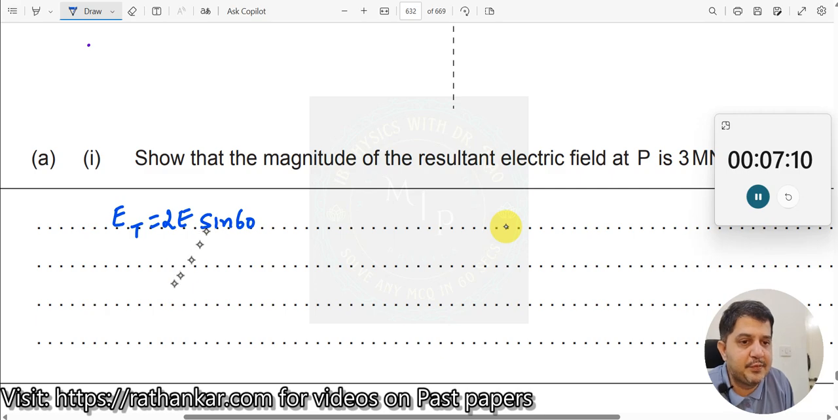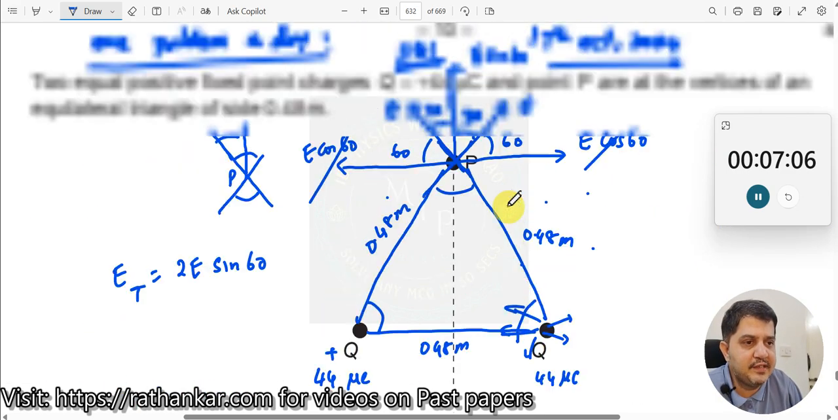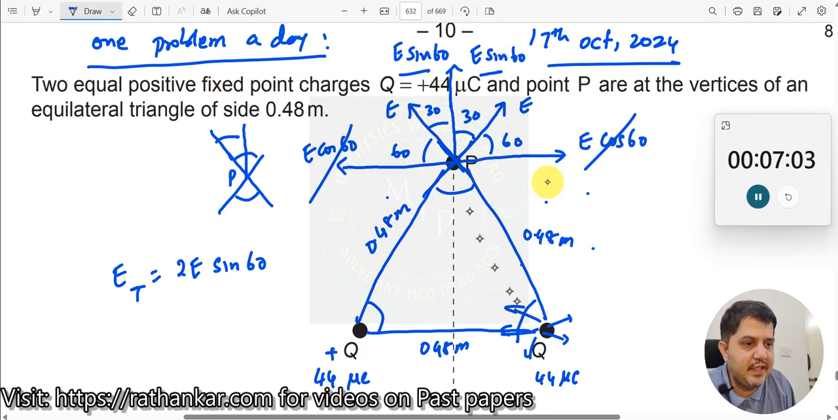But now I need to substitute all the values. 2 into, what is the value of E? Now what is E here? E is the electric field due to one charge, right? See, this is the electric field due to one charge. This is another electric field due to another charge. So I just need to get the electric field due to the first charge, because the sum of these two I already considered. I need not do it separately. I already did this one. Now I just need to get the value of E. How do I get the value of E?